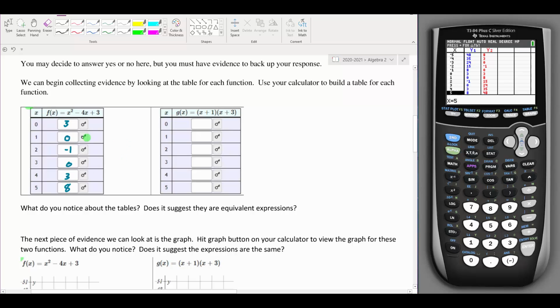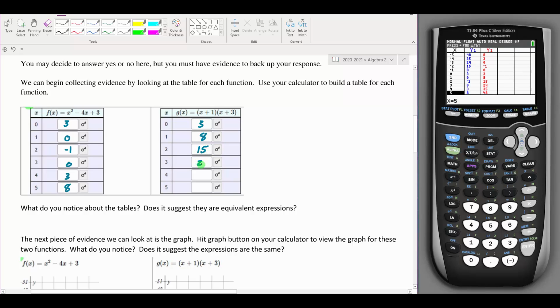Now, if these functions are equivalent, we should get the same exact outputs for g of x. Let's see what happens. We're going to go over here, and we've got 3. So far, so good, right? 0, 3, and we got 0, 3 over here too. So when we go to 1, we're going over to the red column now. We've got an 8. Okay, and that's not good news, right? Because when we put a 1 into f of x, we got a 0. When we put a 1 into g of x, we got an 8. So I can tell you right now, these are not equivalent functions.